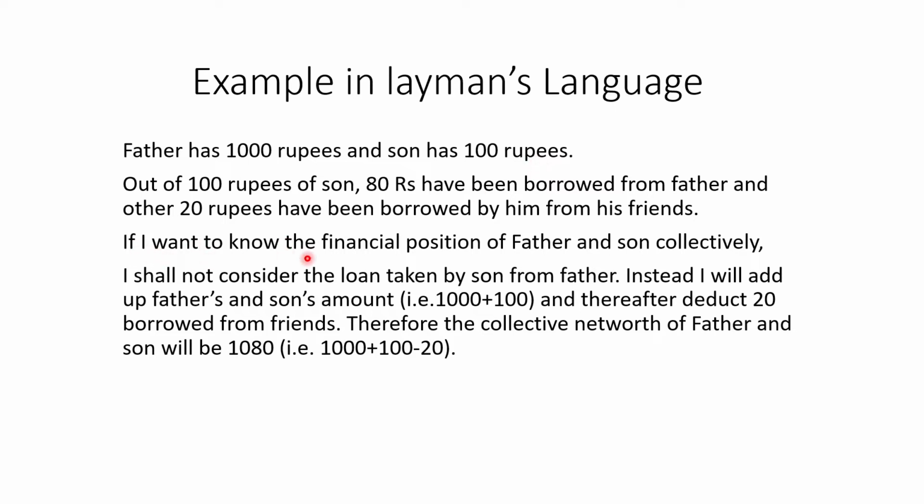Now, if I want to know the financial position of father and son collectively, what shall I do? Whether I'll say that the collective position is 1000, or I will say the collective position is 1100, or I will say something else. I shall not consider the loan taken by the son from father.